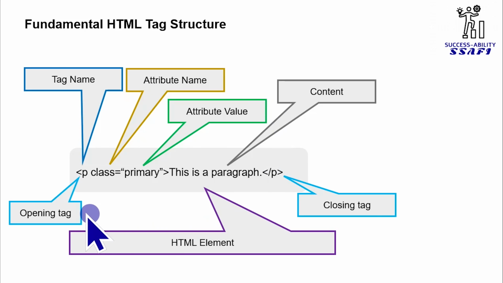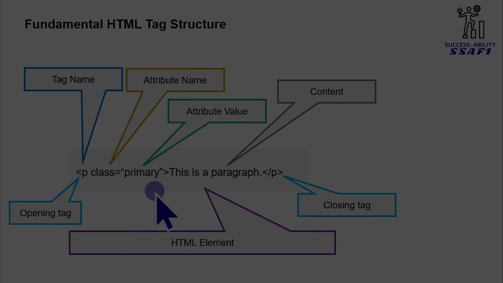Here we have a breakdown of the basic HTML tag structure. So we have the opening tag, which marks the beginning or the start of a tag. And then at the very end, we have the closing tag, which shows the end of an HTML element. In between, we have the visible content as well as attributes.